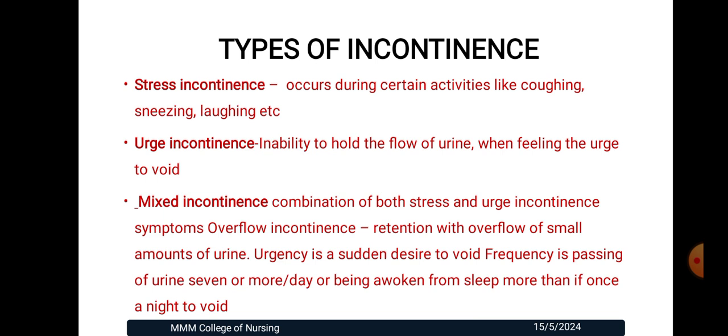Types of incontinence: stress incontinence occurs during certain activities like coughing, sneezing, laughing, etc. Urge incontinence: inability to hold the flow of urine when feeling the urge to void. In mixed incontinence, there is a combination of both stress and urge incontinence. Symptoms: overflow incontinence, retention with overflow of small amounts of urine. Urgency is a sudden desire to void. Frequency is passing of urine 7 or more times a day or being awakened from sleep more than once a night to void.